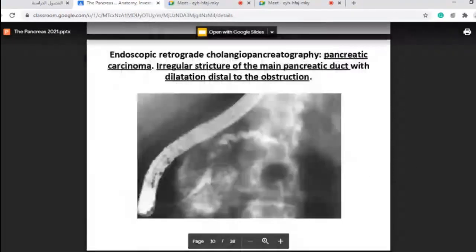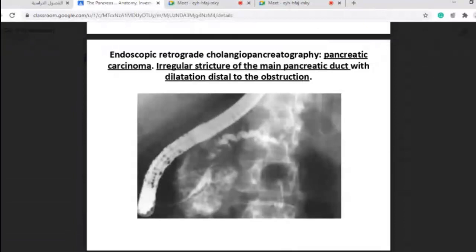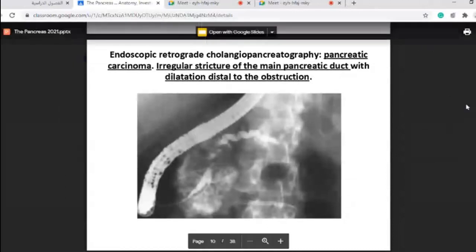And this is also ERCP, showing pancreatic carcinoma. These are irregular strictures of the main pancreatic duct. This is the pancreatic duct, and it's a very clear picture. There are irregular strictures. And definitely, when there is a stricture, there will be a proximal dilatation. So there is dilatation proximal to the obstruction due to carcinoma of the head of the pancreas.